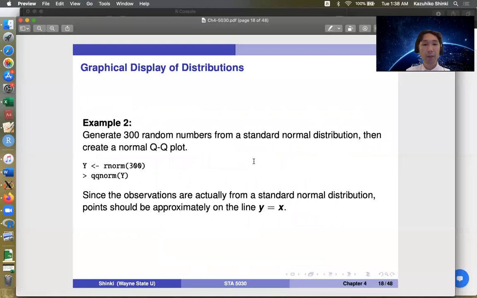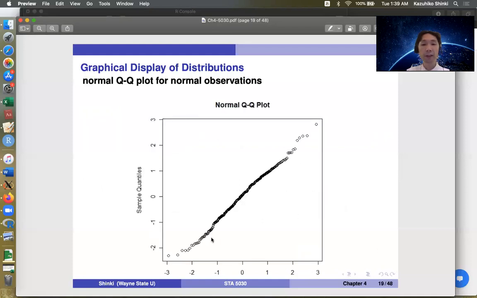One example: generate 300 random numbers from a standard normal distribution. So actually the assumption is correct. Then create a normal QQ plot. The function qqnorm applied to these observations makes the QQ plot. It's very simple code because it's used often in statistical analysis. Then the result is here.